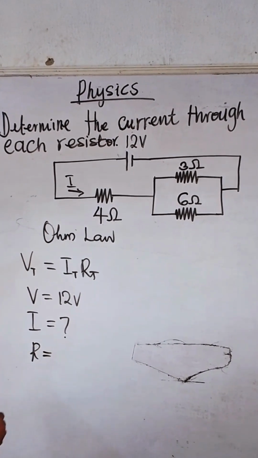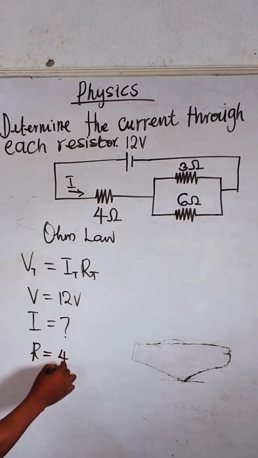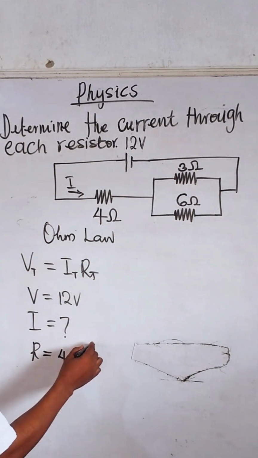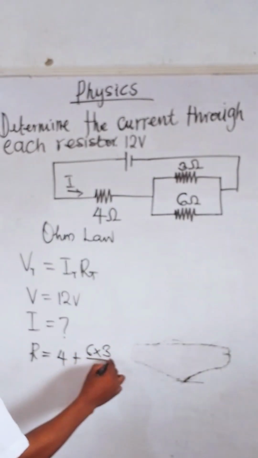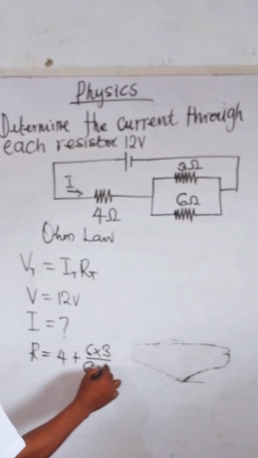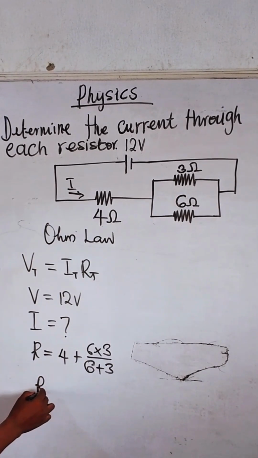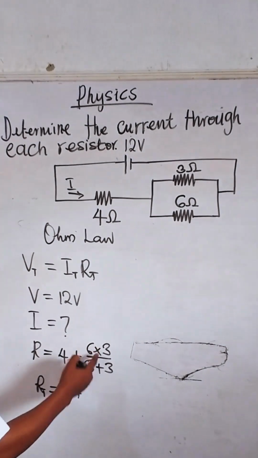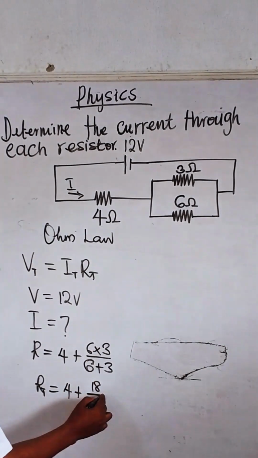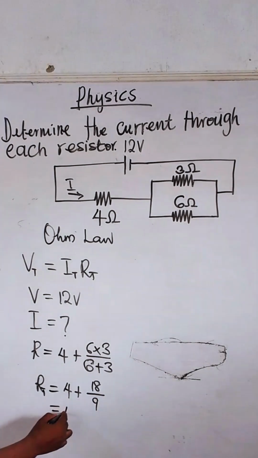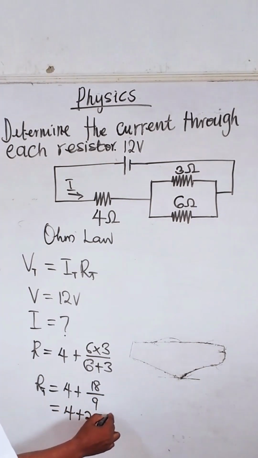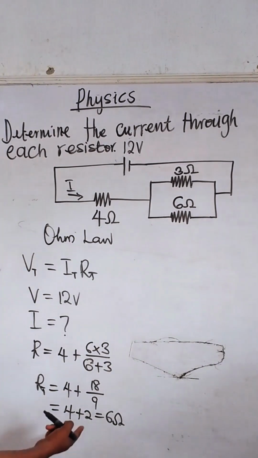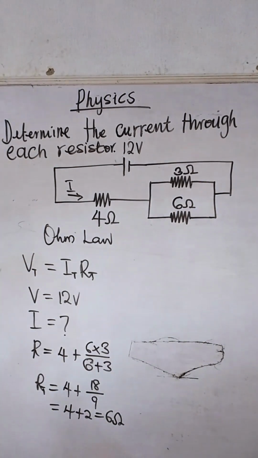R is equal to 4 plus, since these two resistances are in parallel, 6 times 3 divided by 6 plus 3. R equivalent or R total is equal to 4 plus what? 18 divided by 9. 4 plus 2, which is equal to 6 ohm. So our total resistance is 6 ohm.